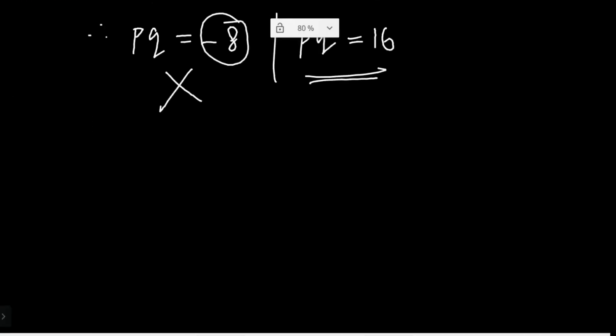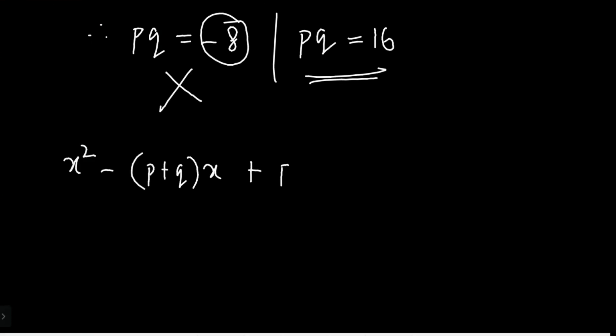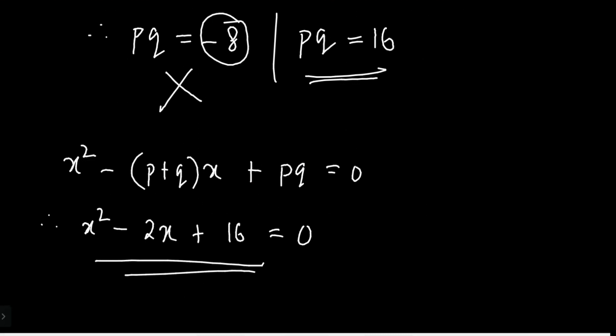Now we have to write the equation. It will be x square minus (p plus q) into x plus pq is equal to 0. So it is x square minus 2x plus 16 is equal to 0, since p plus q was given as 2. This is the required equation that we had to find. So here the correct option is option C, x square minus 2x plus 16 equal to 0.